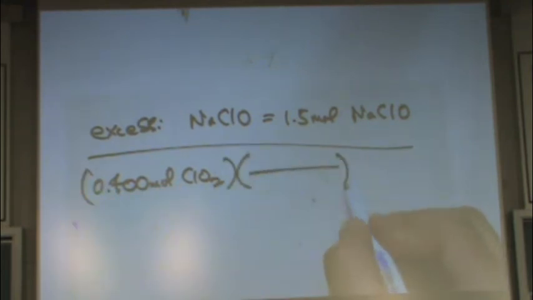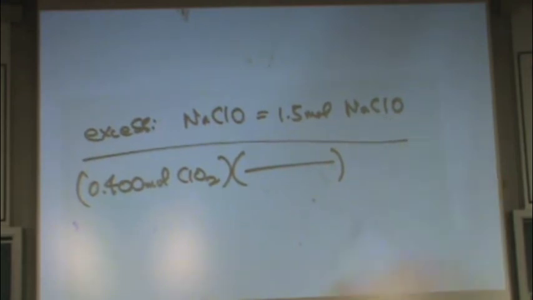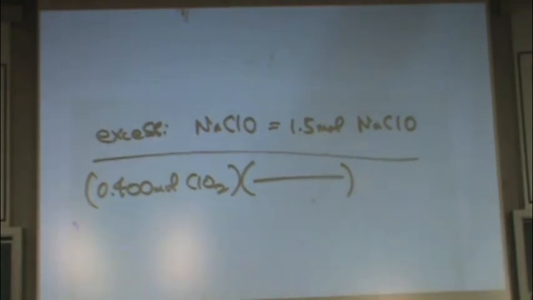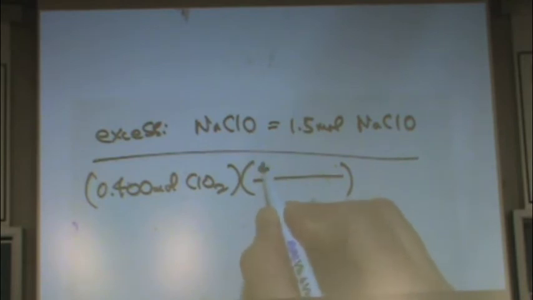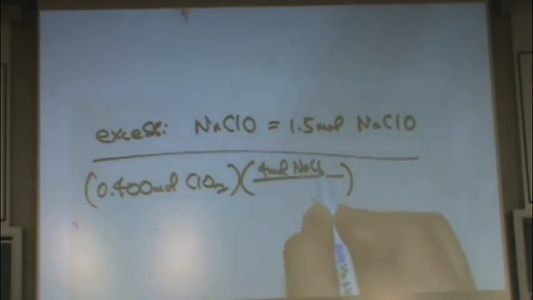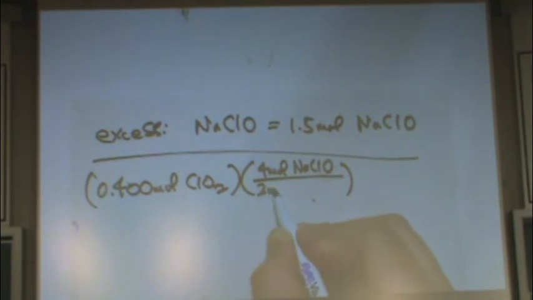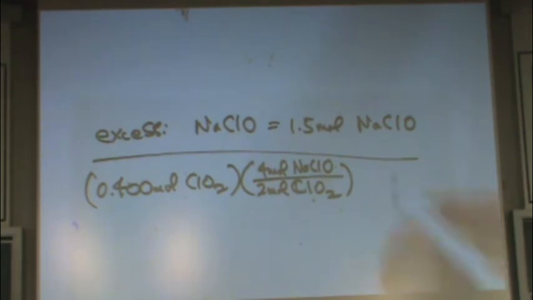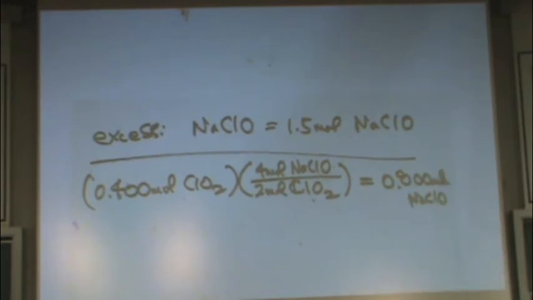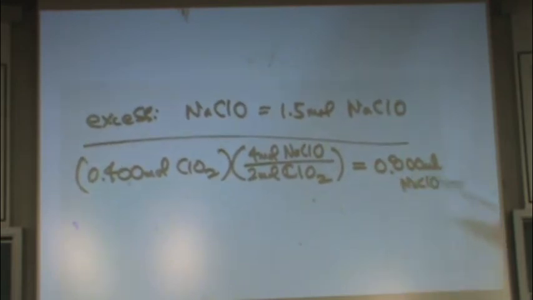And then what you're going to do is convert back to this sodium hypochlorite. So using the formula from before, there's 4 moles of NaClO for every 2 moles of ClO2. So I'm going back to the one that was in excess. This is going to turn out to be 0.800 moles of NaClO. And you can see 0.8 was used, but we were given 1.5. So we didn't need all of the 1.5.